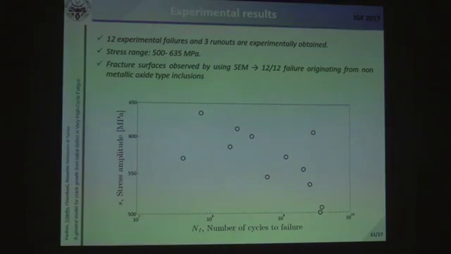We obtained 12 experimental failures, and failures which are not presented on the S-N diagram because they are not considered in the analysis. All the fractured surfaces originate from internal non-metallic inclusions. We observe all the fractured surfaces using the SEM microscope and show fish-eye morphology.